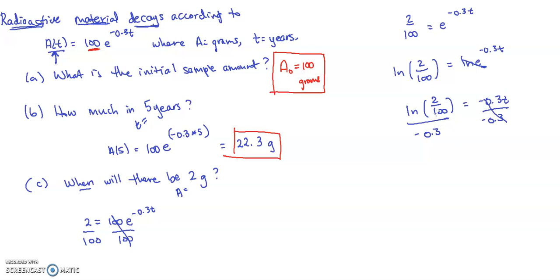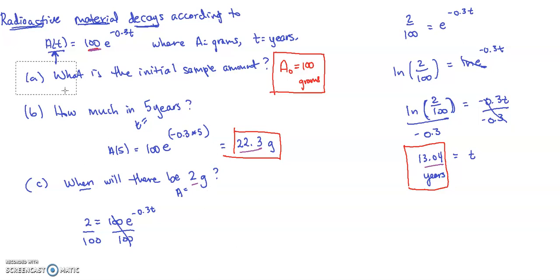So we do that, and then we put this in the calculator. Make sure that you have these parentheses like this when you put it in the calculator, and you should get 13.04 approximately, depending on how you round, for your time, and that is in years. Alright, check and make sure your answers make sense. We're starting with 100 grams, and we're going to have less as time goes on. So our initial amount is 100, and then in 5 years we've got 22.3, and then in 13 years we've got 2. So as long as they're going down, generally you're probably pretty okay.